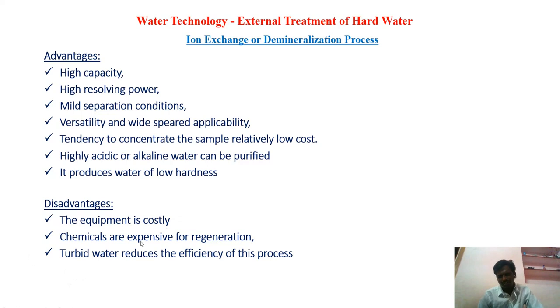The chemicals used to regenerate the saturated resin are more expensive. Also, turbidity: if the water is turbid, it may reduce the efficiency of this process. If the water is turbid, then we cannot use this, as all the functional groups might be hidden by the turbidity. So this is the ion exchange process.